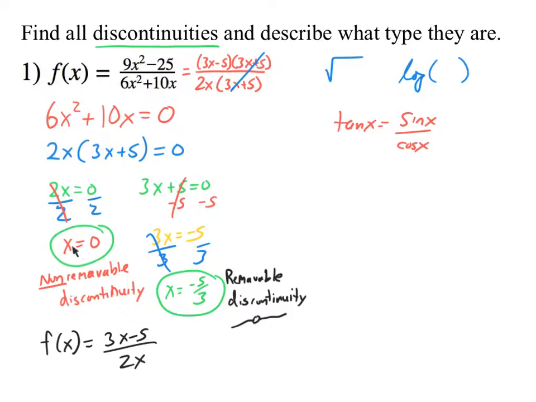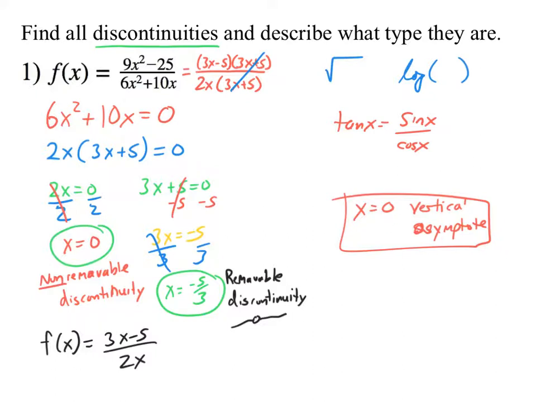Now, I do want to talk about what type of non-removable discontinuity it is. There are two options: we have the jump, and we have the asymptote. We'll talk more later about how we know which one it is, but right now, I'll just tell you that x equals 0 is a vertical asymptote. I'll tell you more why later on in other sections, but it is a vertical asymptote. It's not a jump. Jumps tend to be with piecewise functions in general, so that's one way, but there are other ways to tell what type it is.